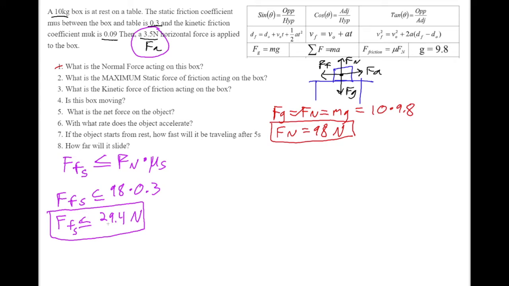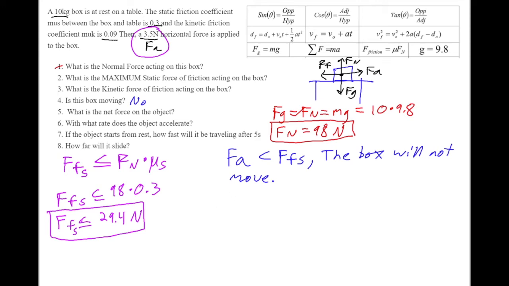This is telling us that 29.4 newtons is the amount of force needed to get this object moving. Unfortunately, we're only supplying 3.5 newtons. So what does that mean? Well, it means a lot of things. And the first thing it means is that this box is not moving. And why isn't it moving? Because we don't have enough force to overcome static friction. So I'm going to go ahead and write that here, saying force applied is less than the force of static friction. And since this is the case, the box will not move.